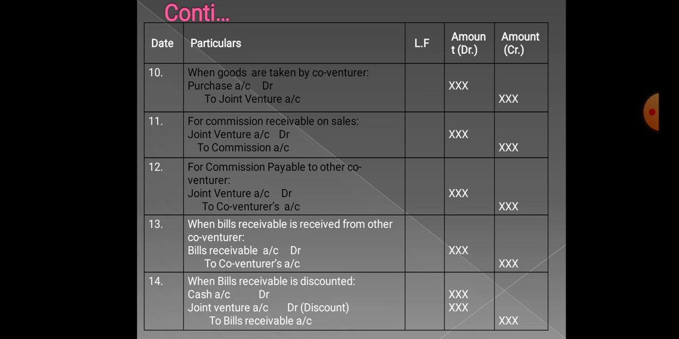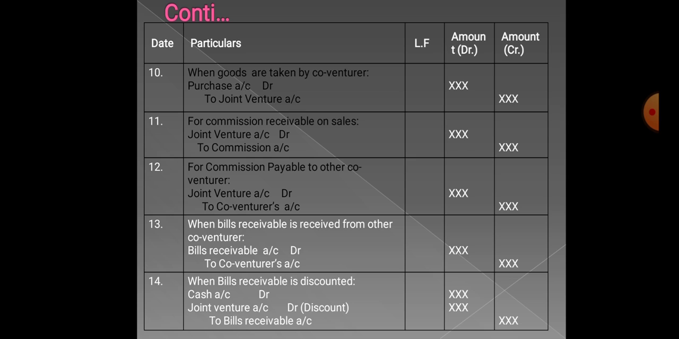Coming to the next entry, when goods are taken over by the co-venturer, then he is taking the goods from the joint venture. So he is purchasing it from the joint venture. Then the entry would be purchases account debtor to joint venture account.